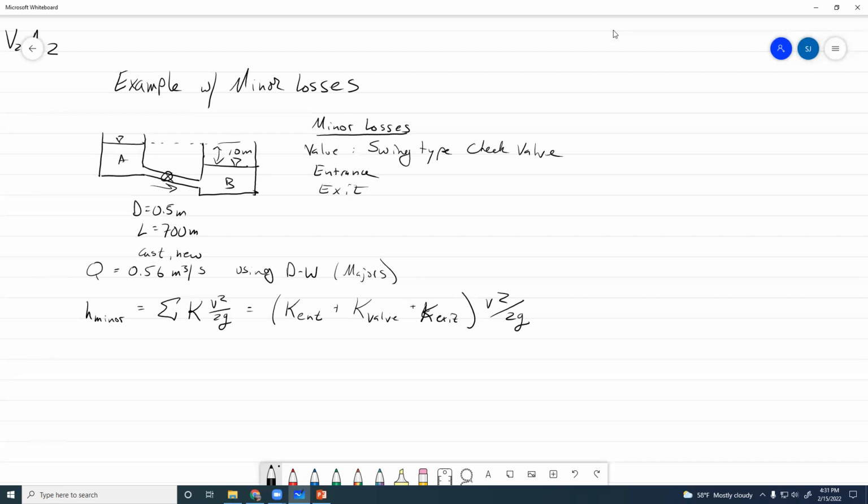So we can go to the handout that I gave you all, but we also have this in our book. And we can look up our coefficients. So K-ent coefficient is equal to 0.5. The K-exit coefficient is equal to 1. And then given this type of valve, that coefficient is equal to 2.5. This coefficient is based off of a square entrance where we basically have a situation that looks like this. And unless it's specified otherwise, we can just assume that.